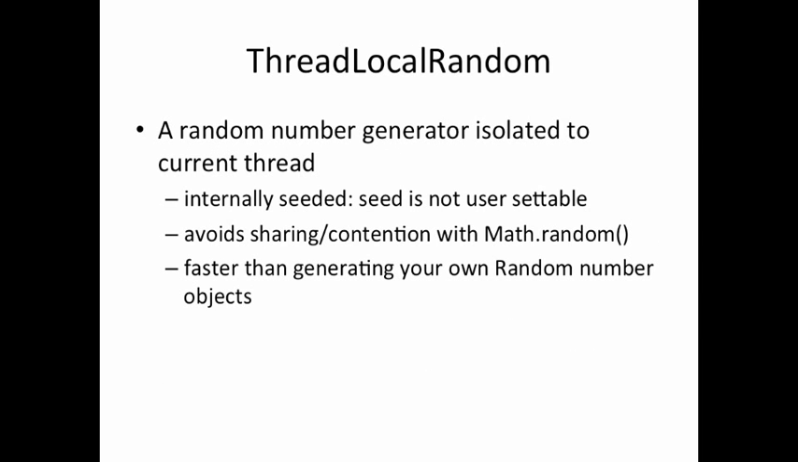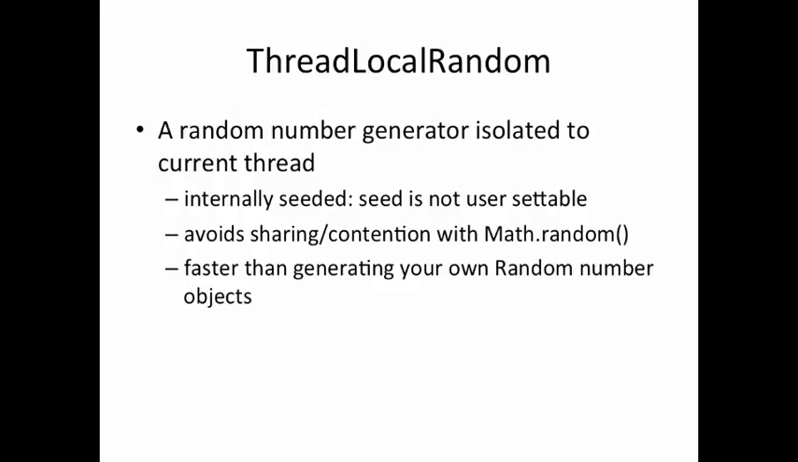Finally, there is random numbers, and there's a class called ThreadLocalRandom, which, if you use it, isolates the random number generator to the current thread. Now, you have seen us use instances of the random number generator and create a unique instance for each thread. That's fine. It's just not as fast as using ThreadLocalRandom. It's specifically optimized for concurrent threads. It is internally seeded, so you cannot set the seed. That's one disadvantage. It makes the behavior not reproducible.